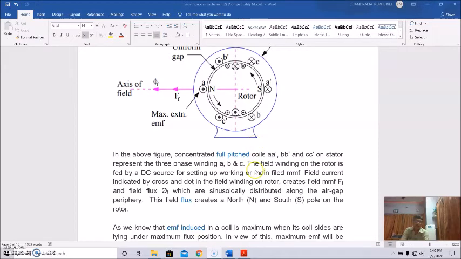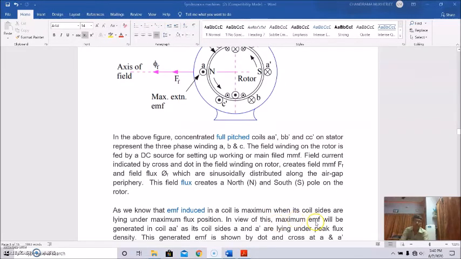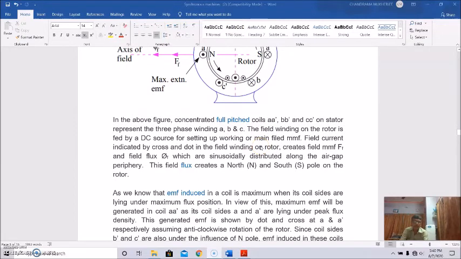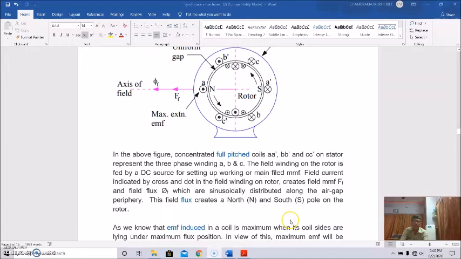As we know, the EMF induced in a coil is maximum when its coil sides are lying under the maximum flux positions. So maximum EMF will be generated in coil A, as its coil sides A and A dash are lying under the peak flux density. This generated EMF is shown by the dot and cross at A and A dash.